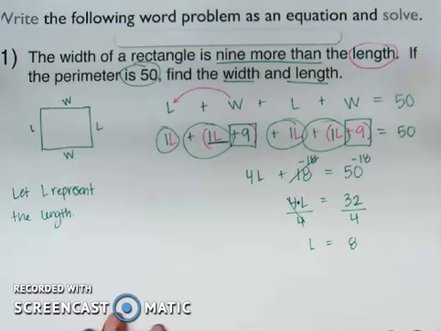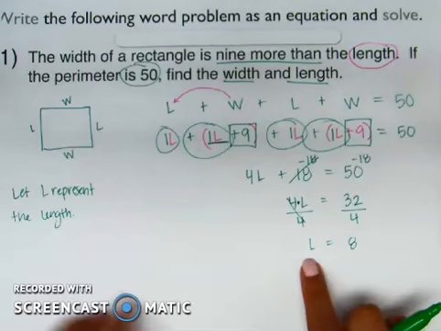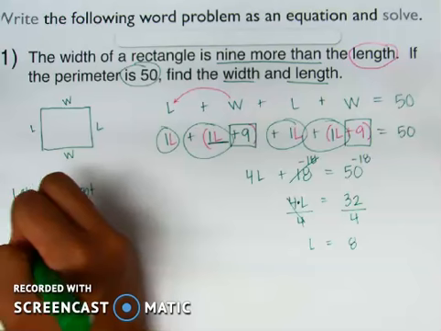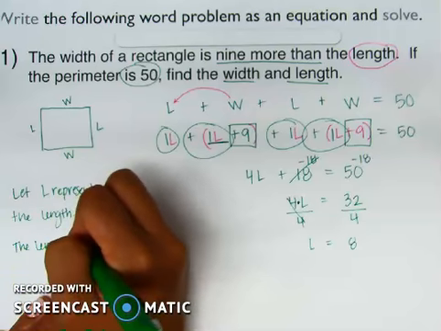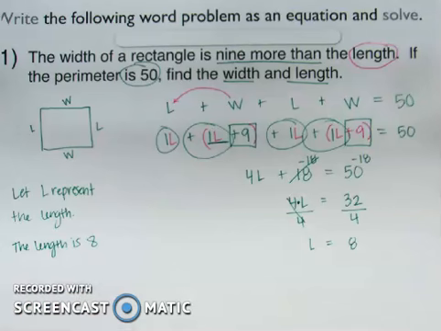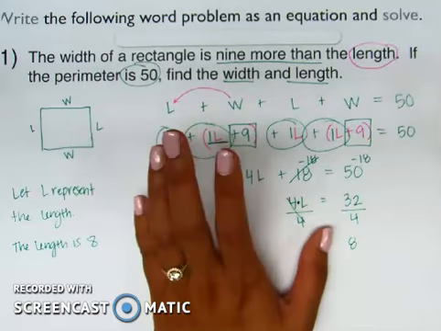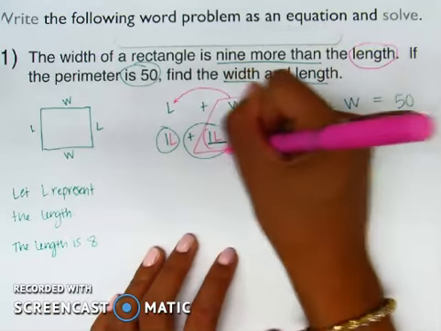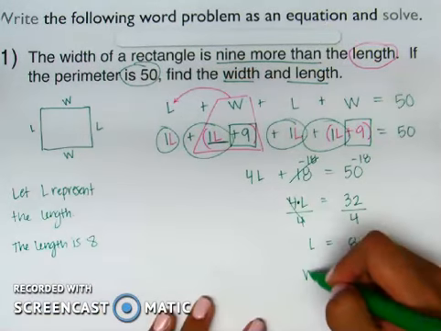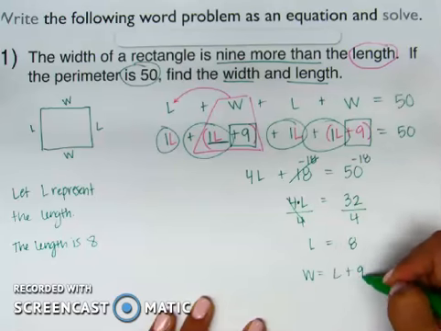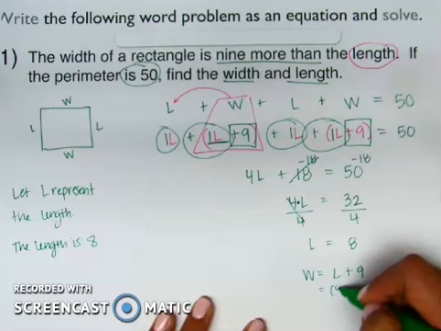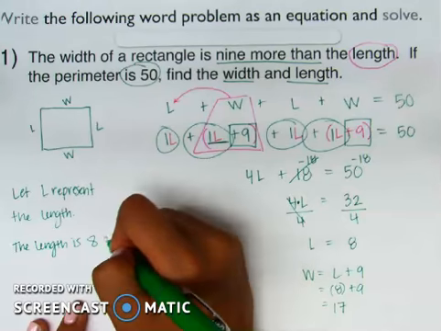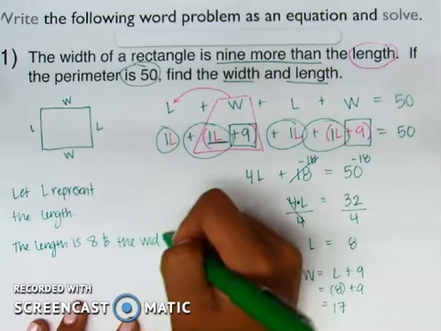So let's not forget, what in the world does L mean? L represents the length. So in this case, I can go ahead and say that the length is 8. Okay, but I'm also interested in figuring out the width. So what's the width? Well, I'm going to go back to what I originally came up with. According to this, we said the width is the length plus 9. So what is the length? It's 8. 8 plus 9 is 17. So I would say the length is 8 and the width is 17.